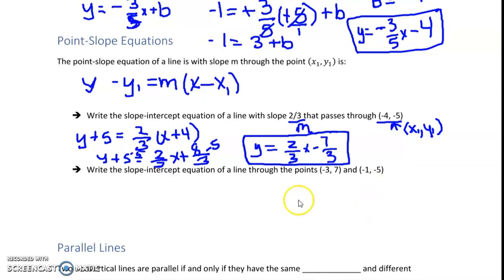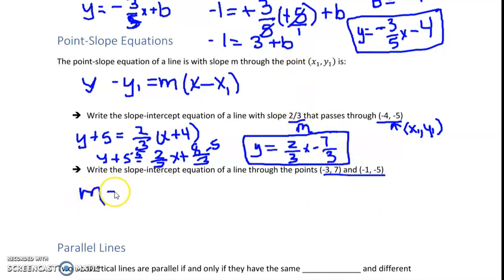One more problem before we move on. In this problem, we're not given the slope. We're just given 2 points. So we want the slope-intercept equation. So our answer still has to be in the form of y equals mx plus b, but we're given 2 points. Well, what do we do? What were we given in these other two problems that we're not given here? We were given the slope.